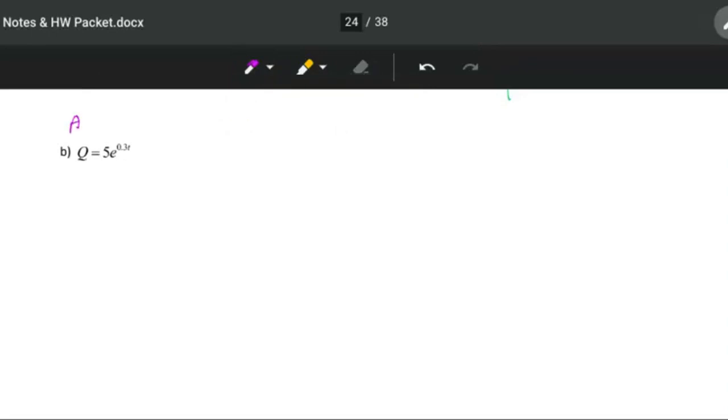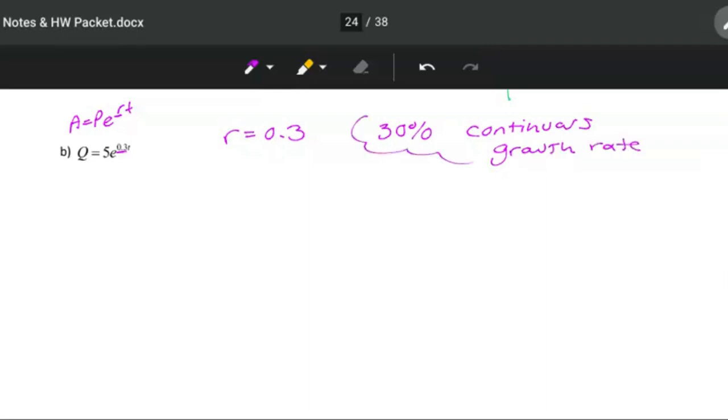All right, again, this is in that form A equals PERT. I know it has a little bit different letters, but you know the R value would be the continuous growth rate. So our R value would be 0.3. If we change that to a percent, that would be 30% is our continuous growth rate. All right, so that was the first part of the question. And then they wanted us to graph it.